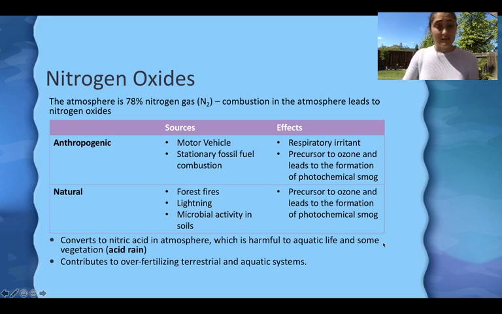And potentially contributing to over-fertilizing terrestrial and aquatic systems, because we know that nitrogen and phosphorus are two things that are really important for plant growth and for living things. So excess amounts of nitrogen in the soil can lead to over-fertilization, and we sort of know the effects of that already as well.